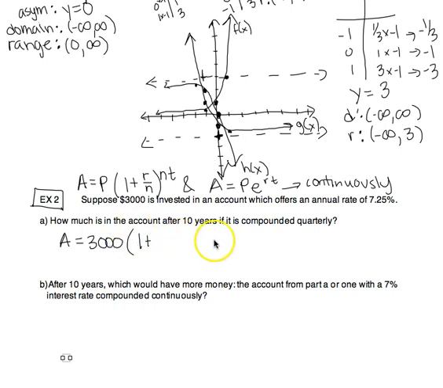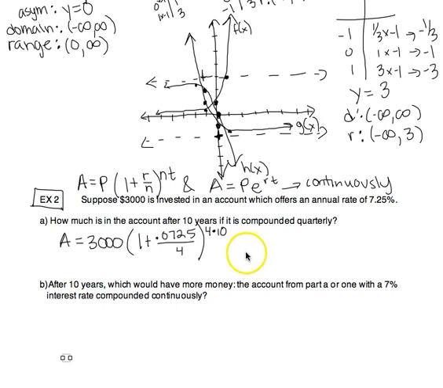Then 1 plus R is the interest rate expressed as a decimal, so move this 2 places to the left, 0.0725, divided by N, which is the number of times compounded in a year. So quarterly means 4 times a year, so N is 4. And then that should be raised to the N times T. So N, we already said, is 4, and T, the number of years, is 10.